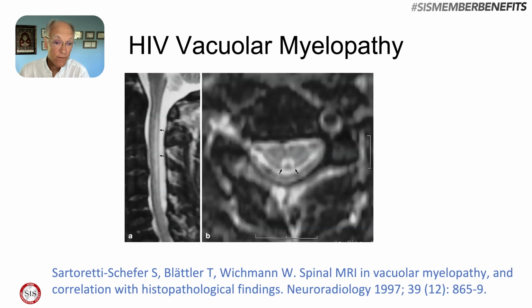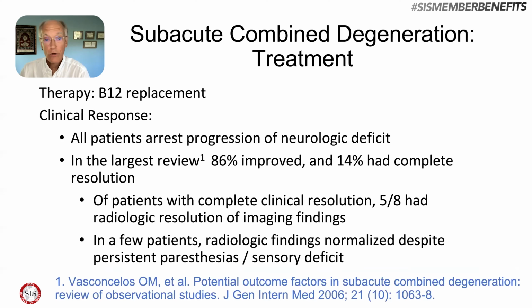Here's the challenge we have imaging-wise. Here's HIV vacuolar myelopathy, and it can look almost essentially identical to our case of subacute combined degeneration. Hopefully history will discriminate, as will the laboratory findings. So how do we treat this? Well, we replace vitamin B12.